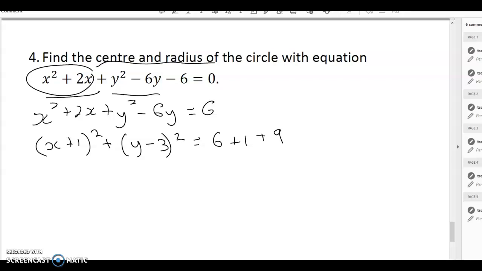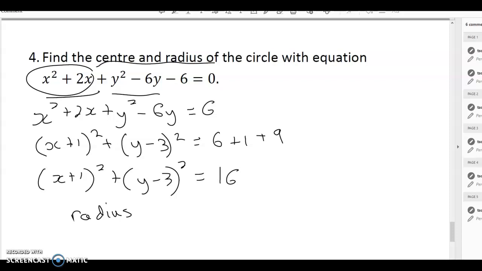Alrighty, and so now I've got it looking really nice, and so we've just got to simplify the right hand side. So we're going to have (x + 1) squared plus (y - 3) all squared equals 16. So now it's in the form that I want. I can conclude by saying, well, the r squared is 16, and so the radius is 4, and the center is going to be the point (-1, 3).